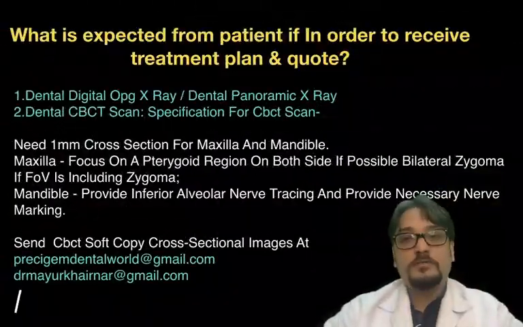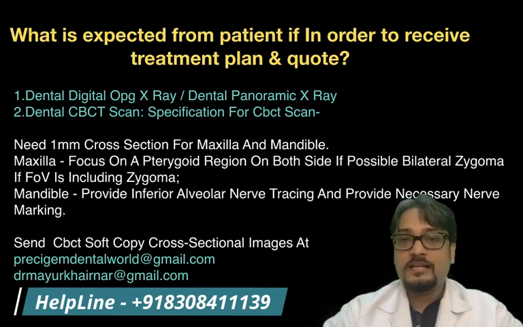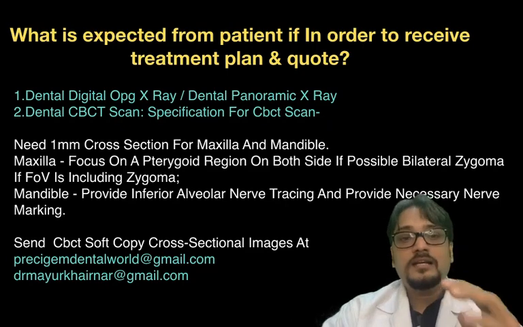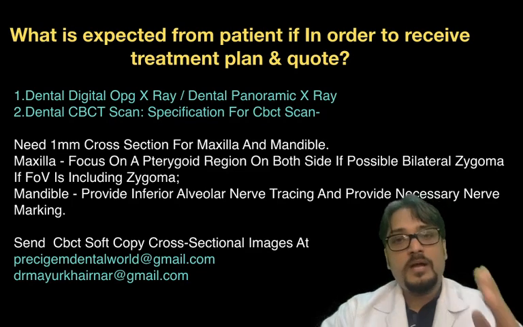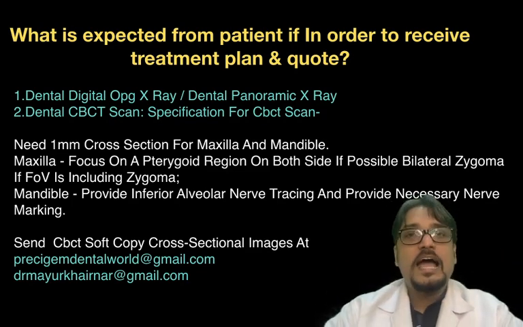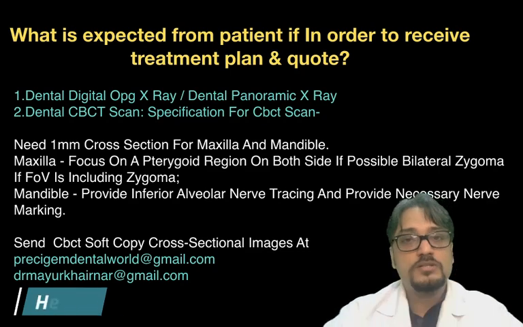What is expected from the patient? In order to receive a treatment plan and quote, they can send us the dental OPG, also called the dental panoramic X-ray, and the dental CBCT scan. You can take a screenshot of this. The CBCT scans need to be 1 millimeter cross sections for maxilla and mandible. For the maxilla, usually the focus must be on the pterygoid bone on both sides, and if possible both sides of the zygoma as well. Zygomatic bone is this bone.